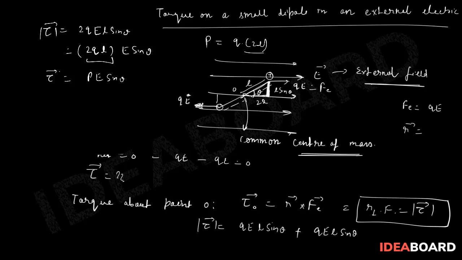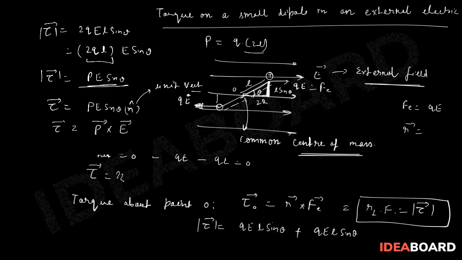So this is the magnitude of the torque, and we know that in this format, the vector tau will be equal to PE sin theta times n cap. n cap is the unit vector, this is for the direction of torque, which can be written as P cross E simply. We know in vectors this is P cross E. So that's how we calculate the torque in electrostatics.